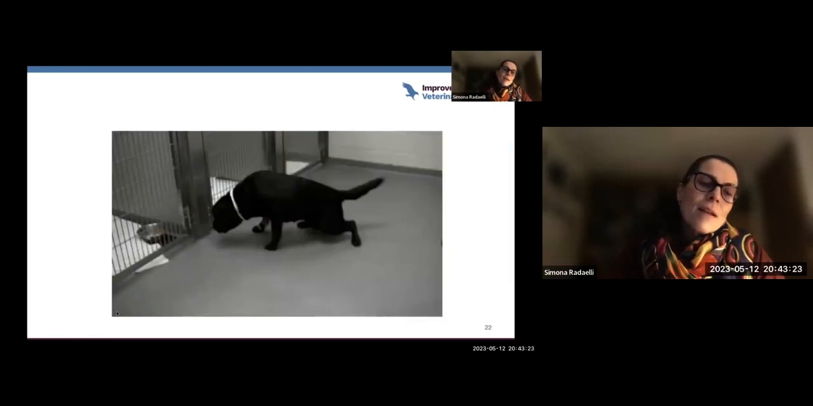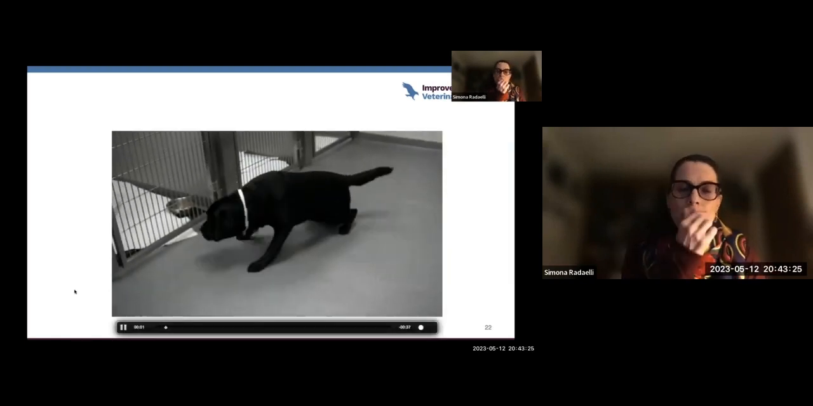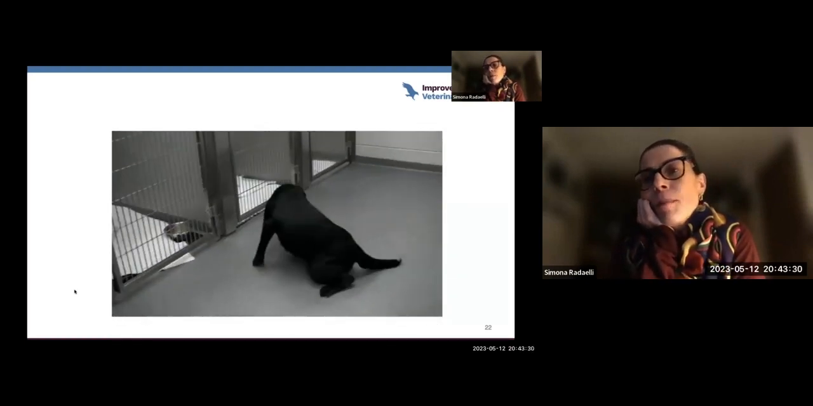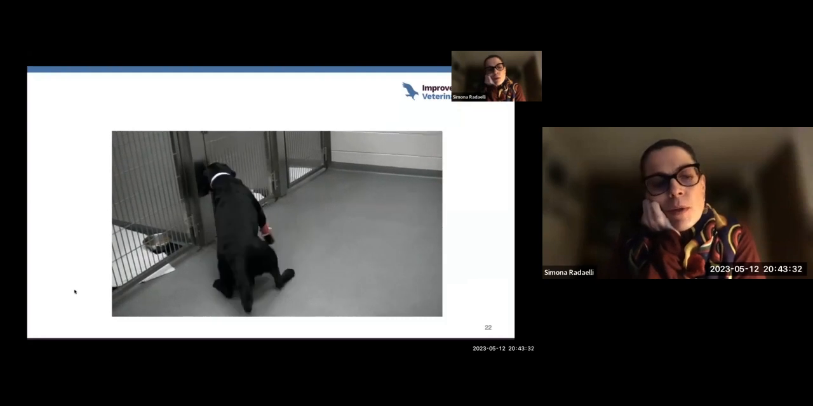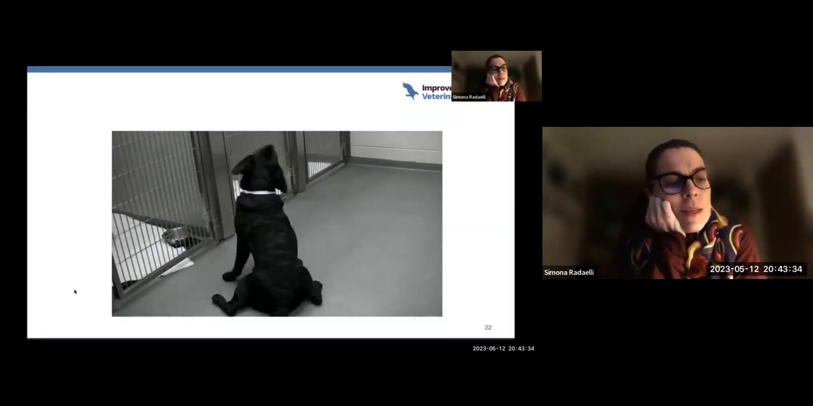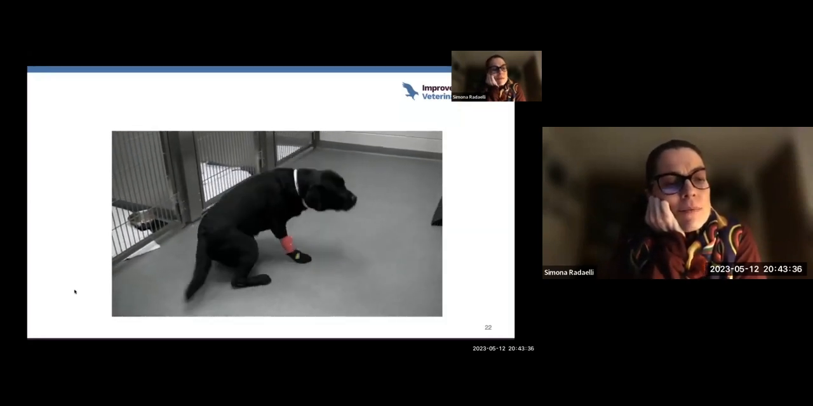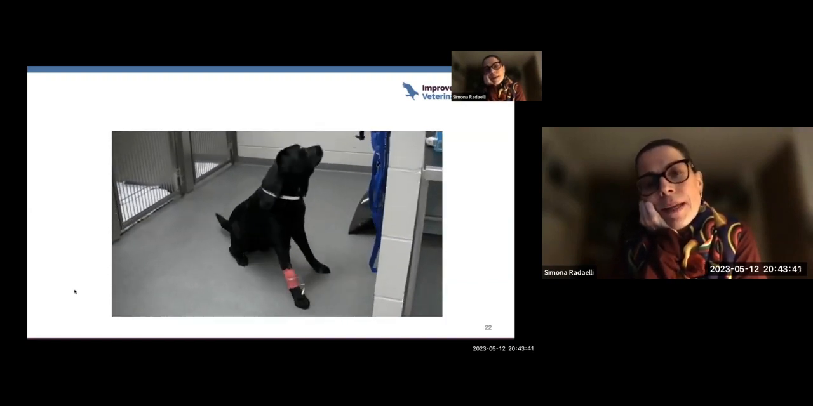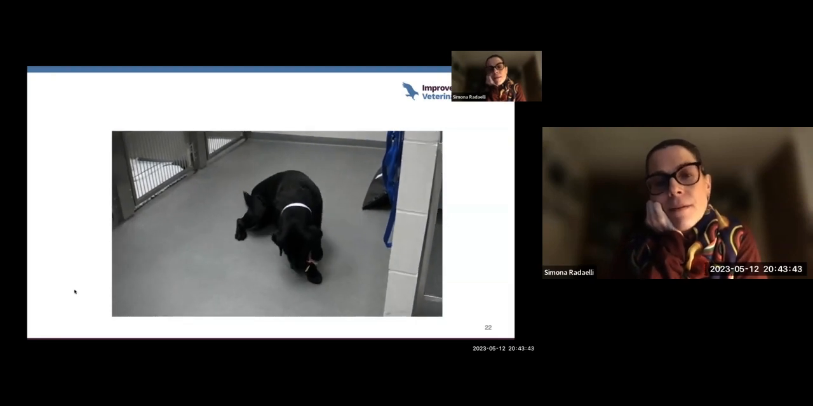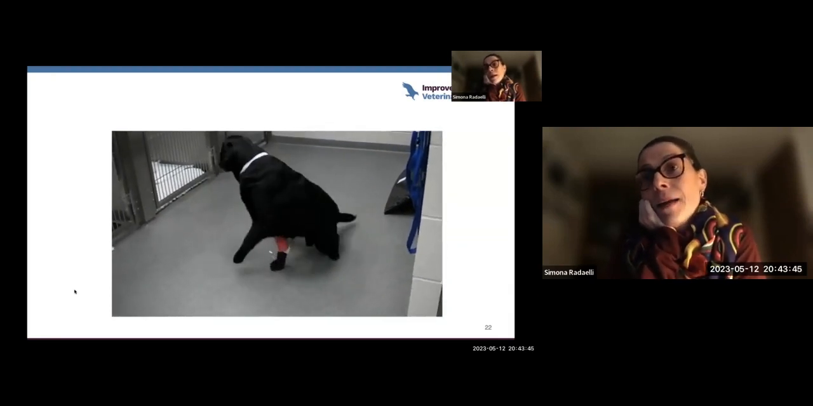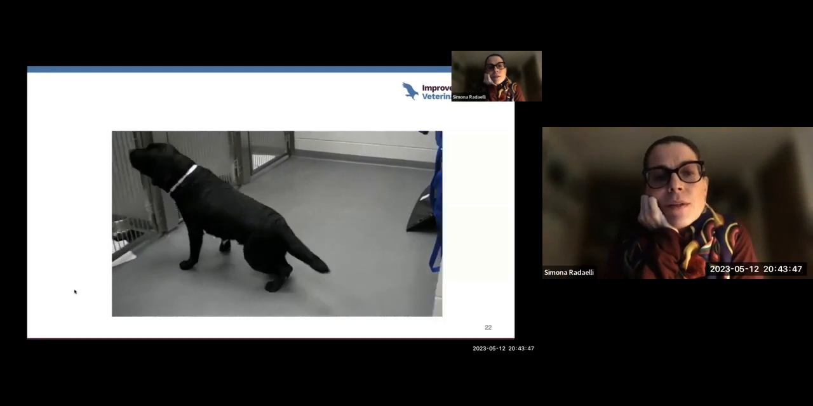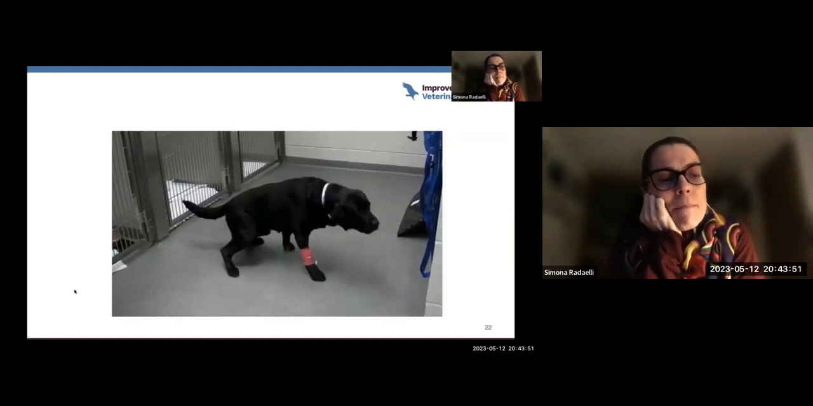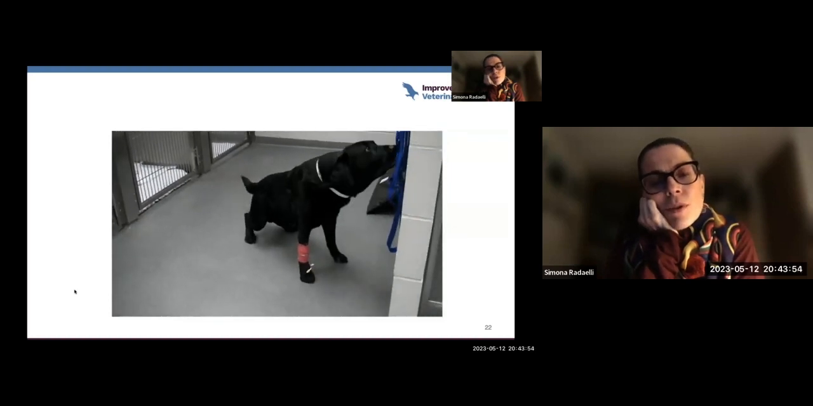Next case, I just wanted to show you this, just out of curiosity, because I think it's quite interesting. This dog had a pododermatitis and was treated with metronidazole at high doses and started developing ataxia and head swaying from side to side. This is due to bilateral vestibular signs, central vestibular signs, and we stopped, of course, the metronidazole.